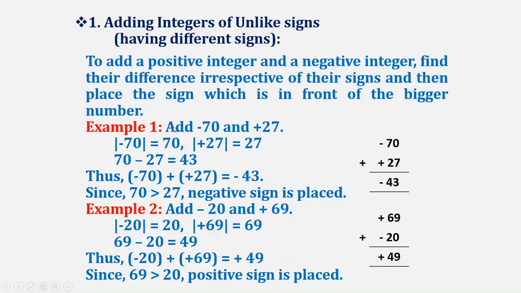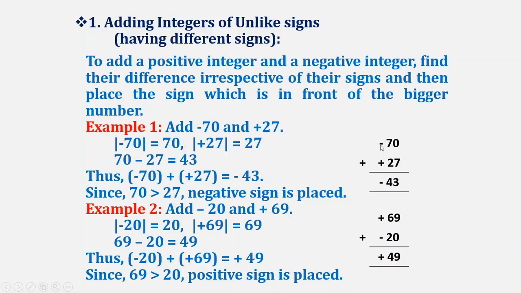Here also, first we have to take the absolute values of the given two numbers. The absolute value of minus 70 is what? 70. The absolute value of plus 27 is also 27. Now what do you have to do here? Subtract the smaller number from the bigger number, which is 70 minus 27, which is 43, and put the sign which is in front of the bigger number.